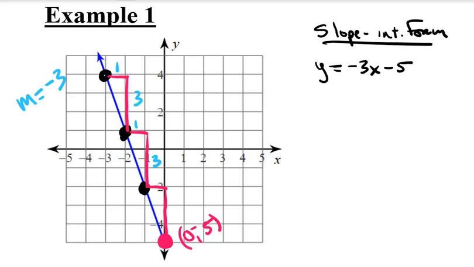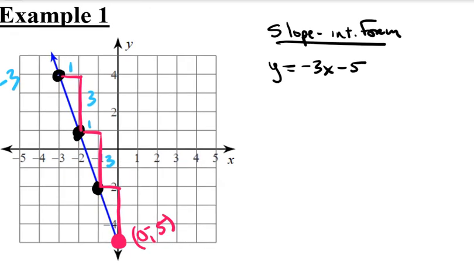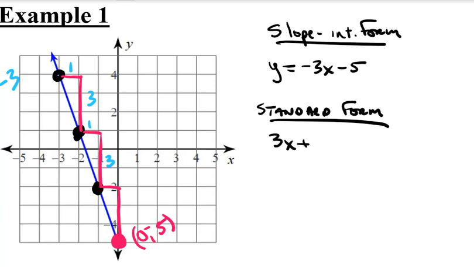Now from here, I can go right into standard form by taking that negative 3x and moving it over to the other side. So my standard form equation is pretty straightforward. We take that 3x, move it over, and we get 3x plus y equals negative 5. And if I look at that, remember, don't forget standard form, we always have to analyze this term here.